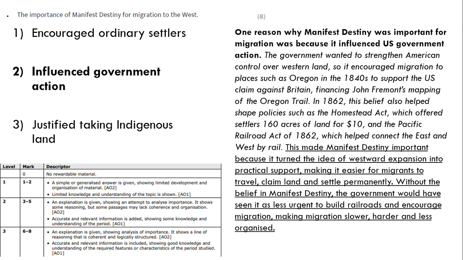This made manifest destiny important because it turned the idea of westward expansion into practical support, making it easier for migrants to travel, claim land, and settle permanently. Without the belief in manifest destiny, the government would have seen it as less urgent to build railroads and encourage migration, making migration slower, harder, and less organised. Really easy here to focus on the government action on migration, but you've got to focus on manifest destiny. It's manifest destiny which gives the government the incentive and the urgency to support migration.